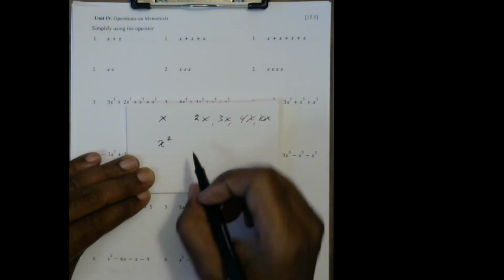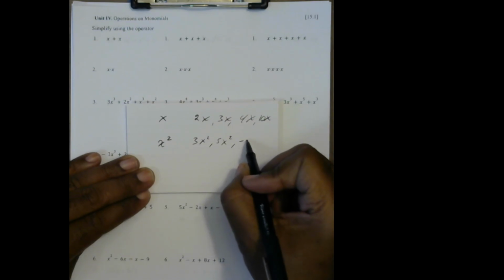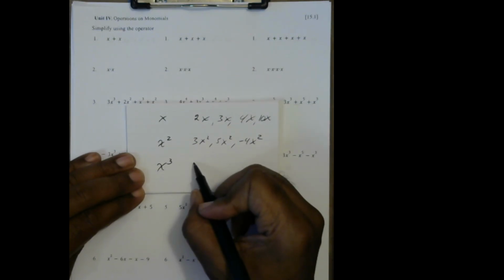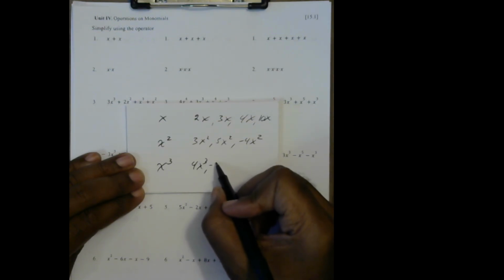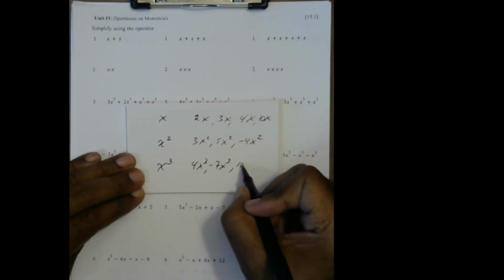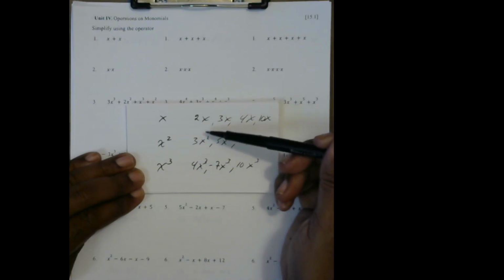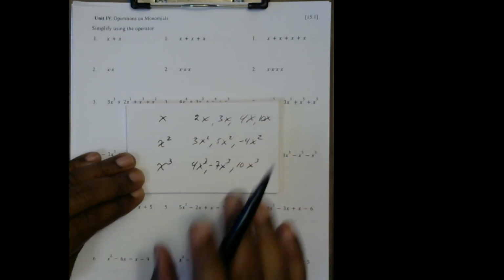The like terms for x squared are things like 3x squared, 5x squared, even negative 4x squared. These are all like terms. And the like terms for x cubed will be numbers like 4x cubed, negative 7x cubed, and 10x cubed. So if it's a like term, they can be added and subtracted. If they're not like terms, we cannot put terms here together with terms there. So we're going to deal with like terms.